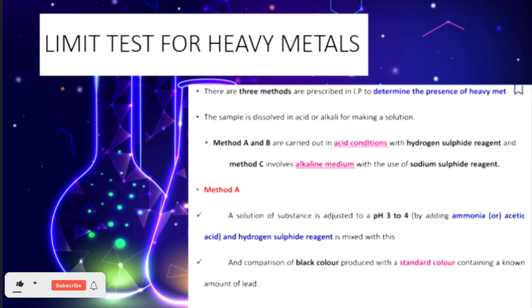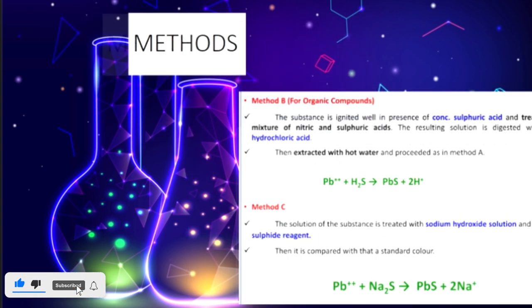So the procedure is like every limit test: we usually take two Nessler cylinders, that is test and standard. The test has 1 gram of the substance, and add 10 ml of distilled water. So next we have to add sodium hydroxide solution. Add 5 drops of sodium sulfide solution and then dilute to 50 ml with distilled water, then allow to stand for 5 minutes. The same is followed in the standard too. And then we usually follow 4 methods for making this.